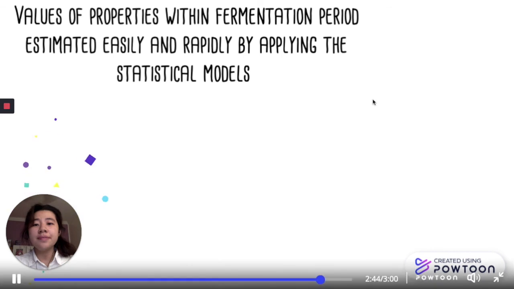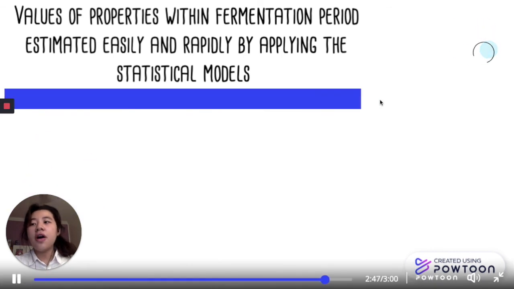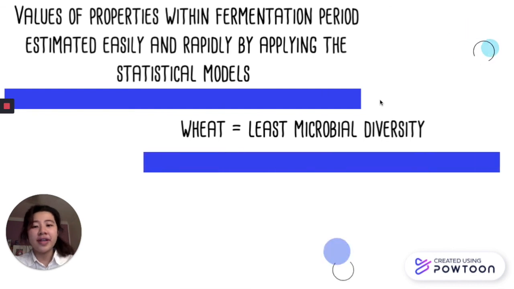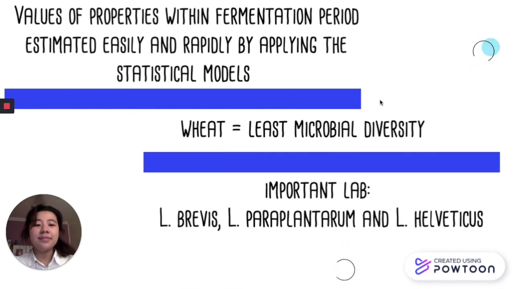The values of studied properties within the fermentation period of sourdough starters can be estimated easily and rapidly by applying the statistical models generated. Wheat sourdough starter has the least microbial diversity, and the important LAB detected are as below.